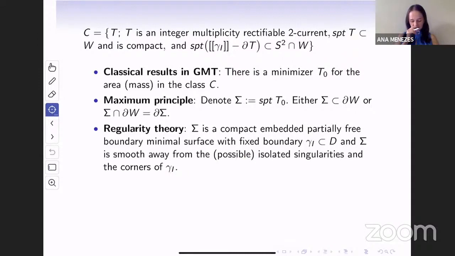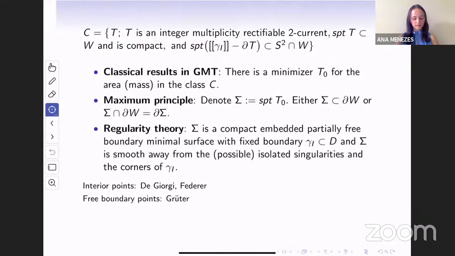I just want to mention that this regularity part is the most delicate one. To get the result as I wrote here, we had to combine the work of many people. For instance, to get regularity at the interior points, we use classical results by De Giorgi and Federer.